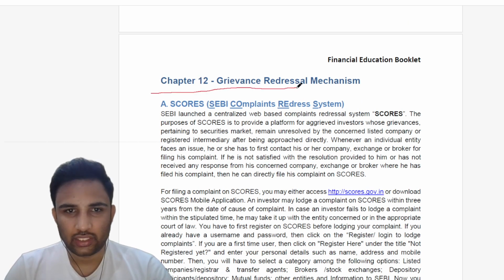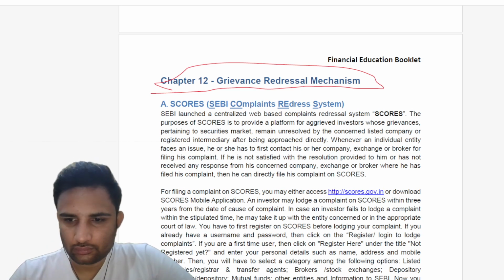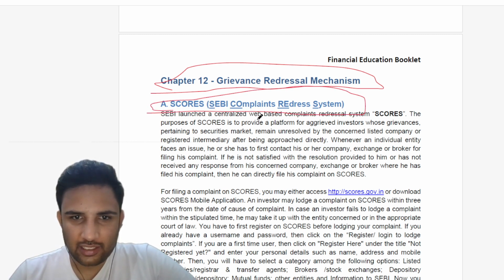Chapter 12 is grievance redressal mechanism. The first one is SCORES. SCORES is a short form for SEBI Complaints Redress System. SEBI launched a centralized web-based complaints redressal system, SCORES.